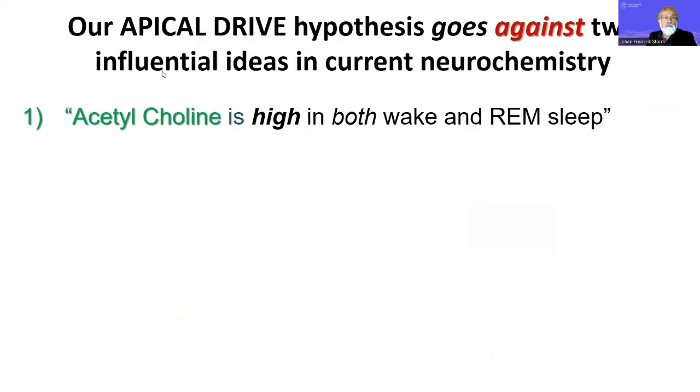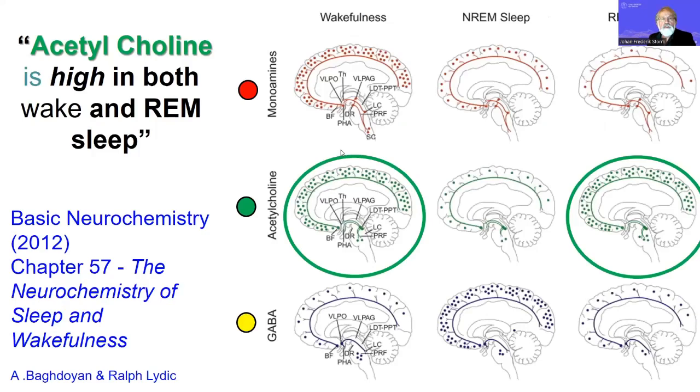But I should tell you that this hypothesis of ours goes against two fairly influential ideas in current neurochemistry. Most textbooks will tell you that acetylcholine is high both in the wake state and in REM sleep. I'll show you some examples of that. This is from a neurochemistry textbook, where you see that the acetylcholine is depicted to be equally high in both wakefulness and REM sleep. And of course, it's very important in wakefulness to keep us awake. If we block this activity, then we fall asleep immediately. So just during non-REM sleep, the level is really low.